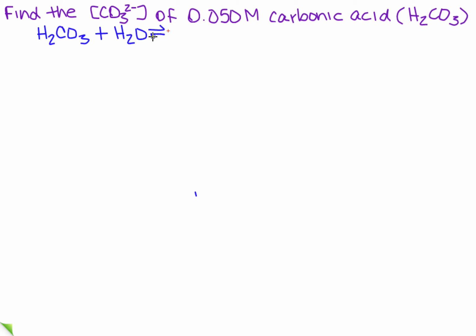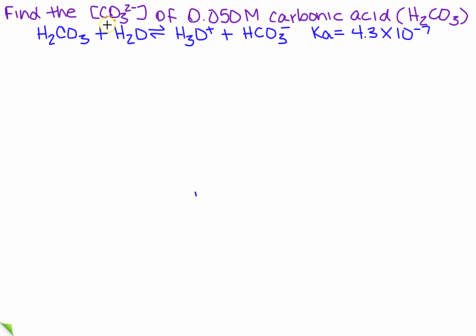I know it's an equilibrium. I have to add an H to the water to get the hydronium, and then I need to take away an H to get HCO3 minus. Well, when I do that, I know that there is a Ka value for that equation. So I went and looked it up, and it is 4.3 times 10 to the minus 7.